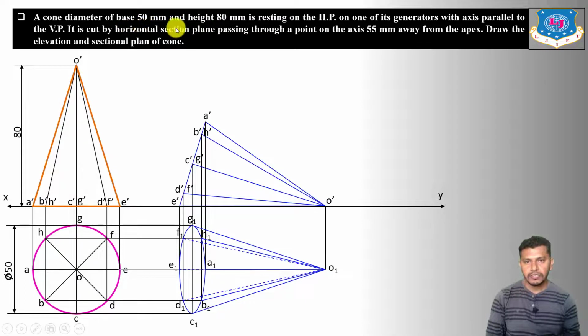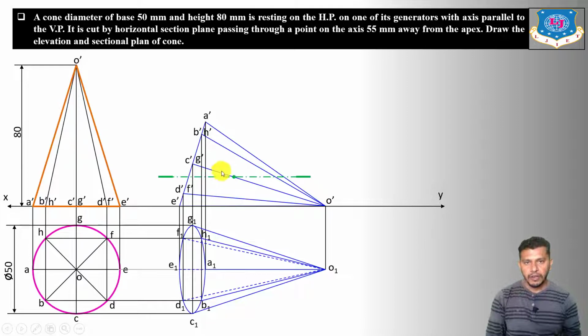So the horizontal section plane passes through a point on the axis 55 mm away from the apex. That means in the elevation, measure 55 mm from the apex point over here on the axis and draw the cutting plane line over here. Okay, so the cutting plane line is a chain line, thick at ends and thin elsewhere.